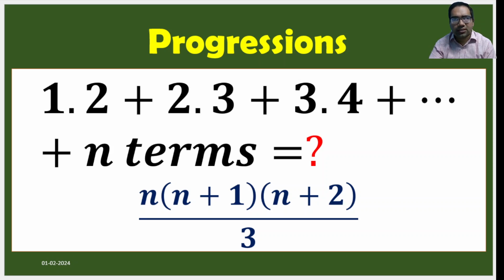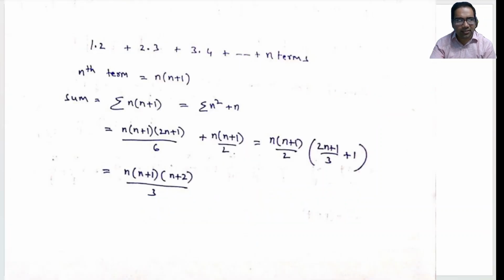Hi friends, let us understand this concept where we have to do sum of products of some progression. Here we can see 1, 2, 3, these are in arithmetic progression. Similarly, 2, 3, 4, they are also in arithmetic progression. In this kind of problems, it is very easy.